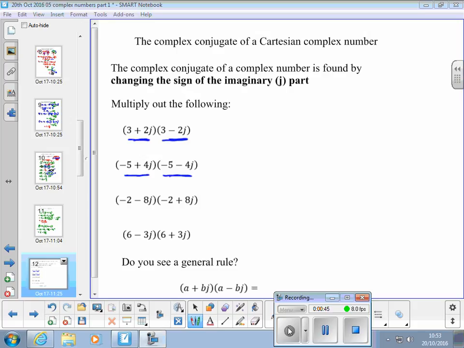What I'd like you to do is just spend 5 or 10 minutes doing those multiplications and getting a result for me.